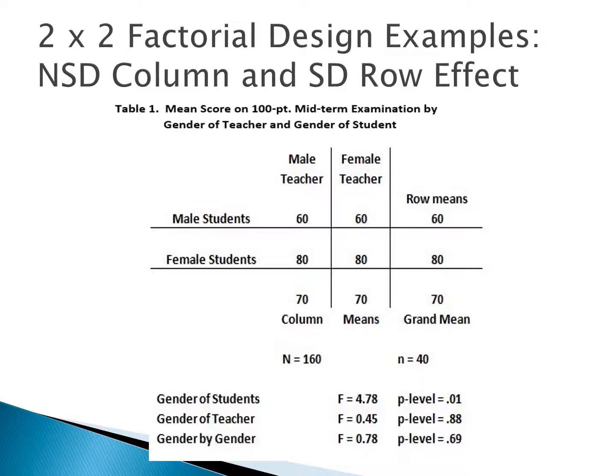Now here, again, look at the P levels. The interaction, non-significant. Gender of teacher, non-significant. Gender of students, significant, .01 level. And what do we find here? You look across the rows and you see female students in this case averaged an 80 versus males a 60. Therefore, female students scored significantly higher than male students. And it's a row effect. SD for the title, significant difference.